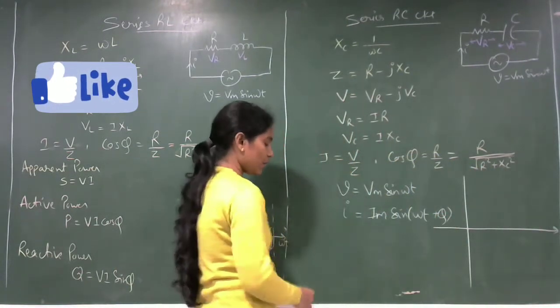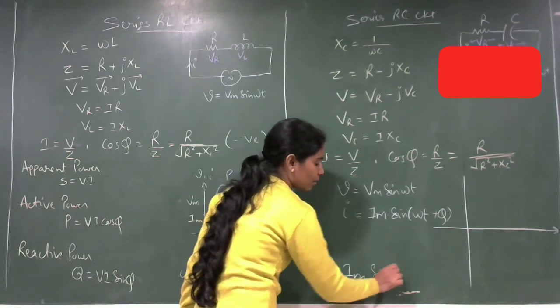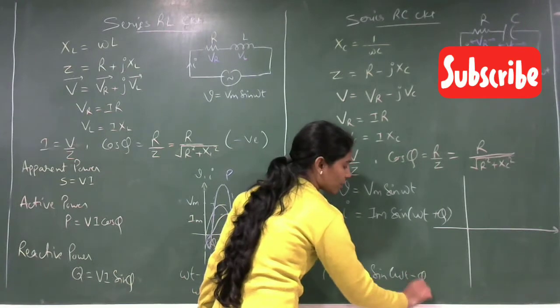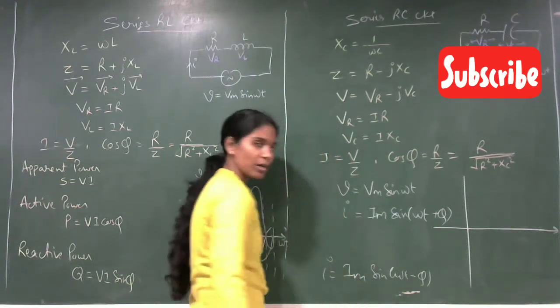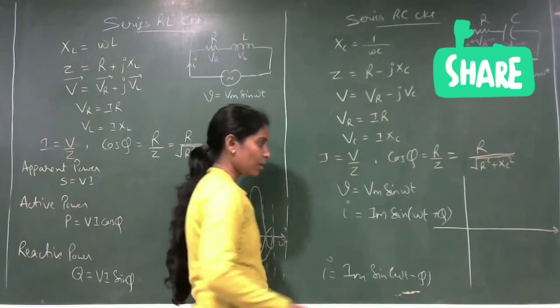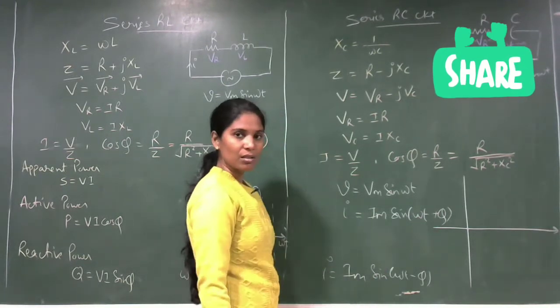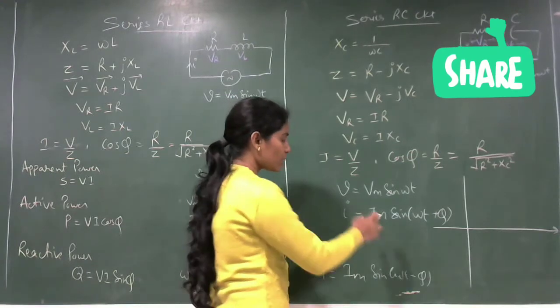Plus phi represents the leading nature. For inductance, what we had was I equals Im sin omega t minus phi. This minus phi represents the lagging nature, meaning there is the effect of inductance, and plus phi represents the leading nature, meaning there is capacitance in the circuit. So this is the current equation.